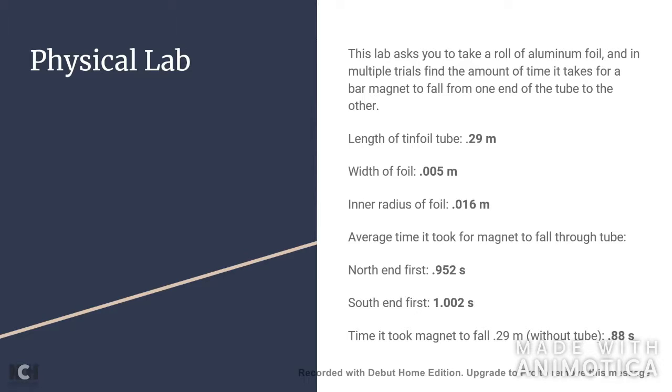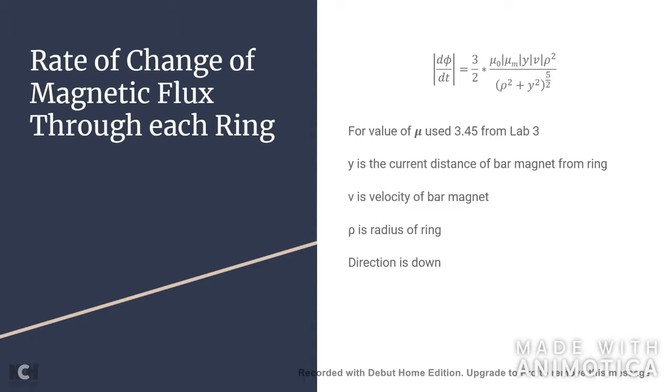After taking the average of 10 trials of dropping the magnet with no aluminum tube, I found the average time to be 0.88 seconds, which you can see is much less time than it takes to fall through the aluminum tubing.